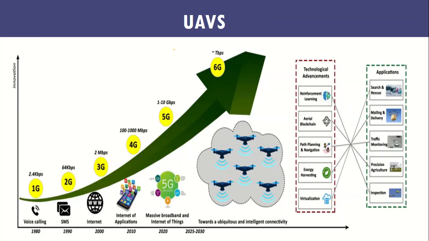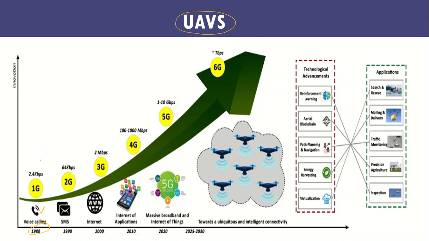Here we will discuss UAVs, and in this graph we will discuss a little bit about the generations from 1G to 6G. 1G we all know about. 1G is the first generation of the mobile network communication system, introduced in the 1980s. At that time only voice calling was possible, and the data rate of 1G was 2.4 kbps.